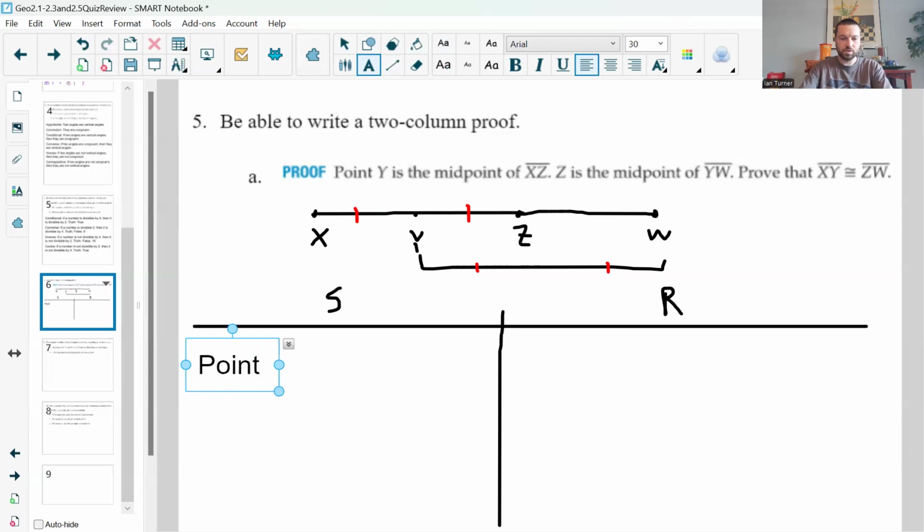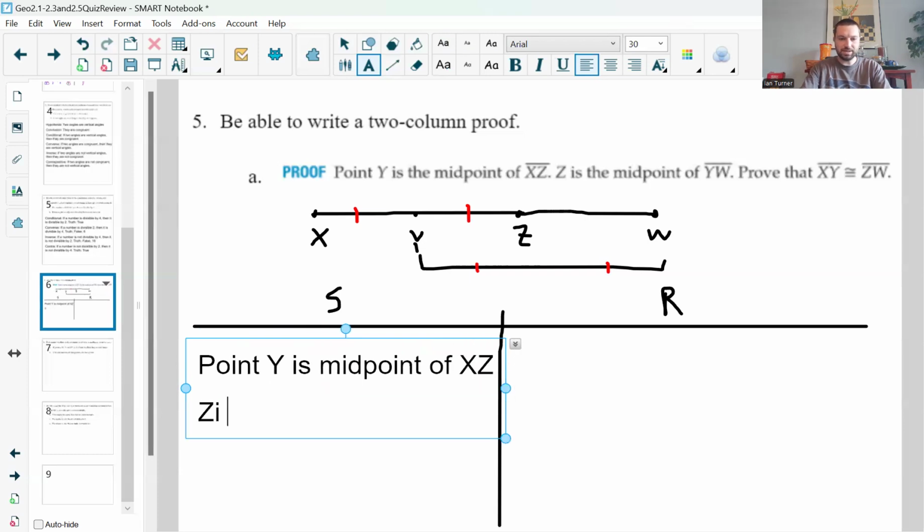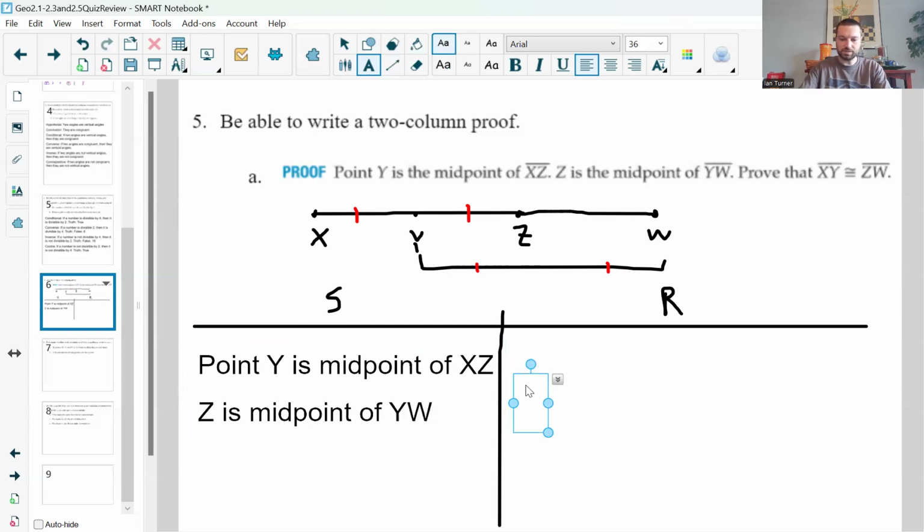Okay. Point Y is midpoint of XZ. Z is midpoint of YW. And those were both givens.